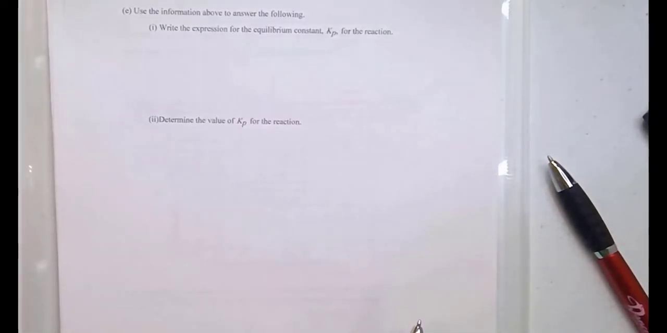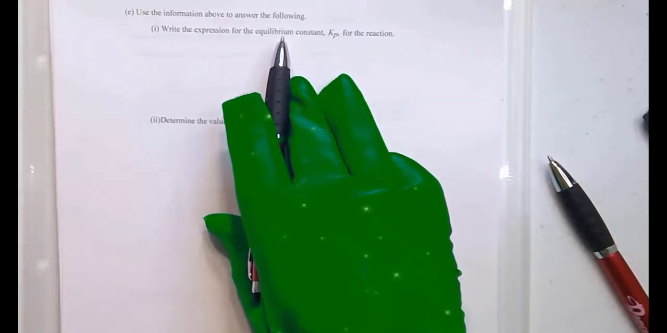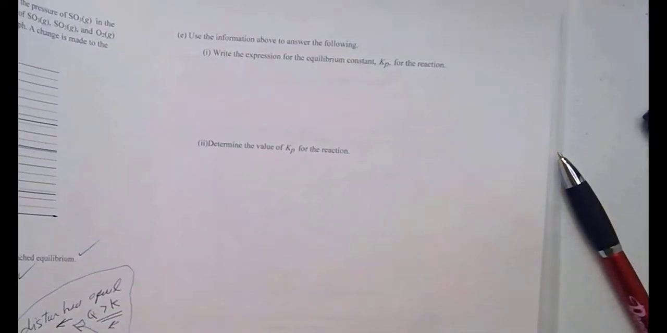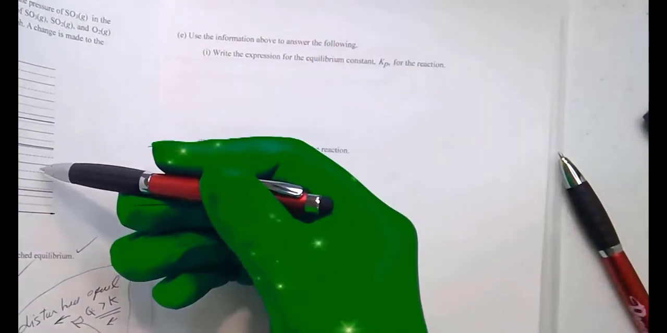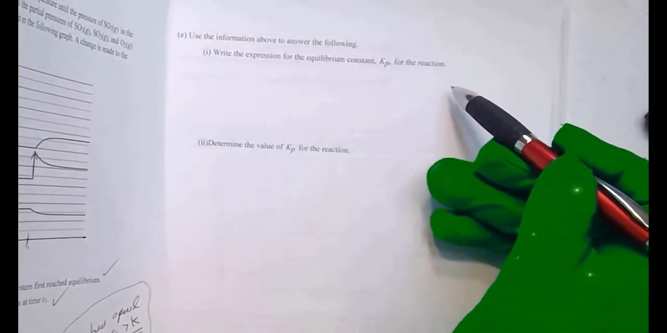Okay, use the information above. Now that would be on the graph that we had. Again, this would be set up so that these two pages would be opposing one another, so that we could look at this graph. Write the expression for the equilibrium constant for the reaction.